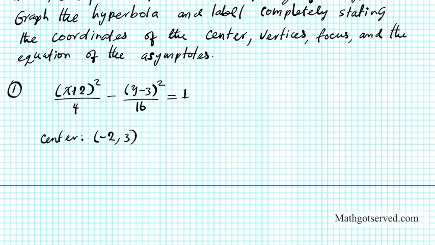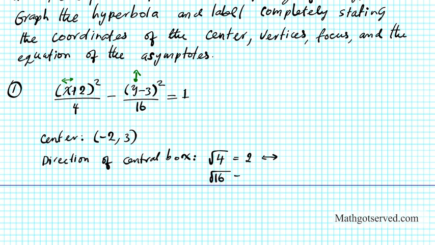Next thing we're going to find is the direction of central box. We know that the x-axis goes side to side, horizontally, and the y-axis goes up and down vertically. So we take the square root of 4, which is the number under the x, which is 2. So the central box is going to go 2 units side to side in the direction of the x-axis. And then we're going to do the square root of 16, which is 4, and that's going to be up and down because that's the direction of the axis that the number is under.